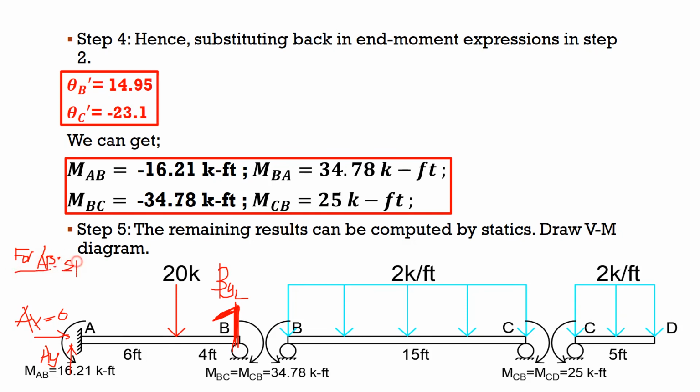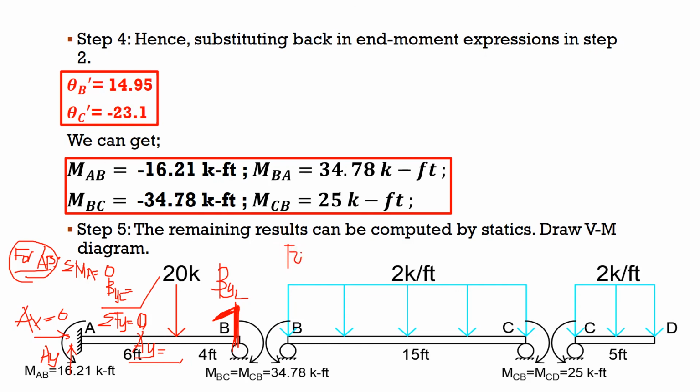So what will you do? Summation of moment at A is equal to 0, so for sure you get BYL. Okay? Once you have BYL, then summation of forces in Y is equal to 0 to get AY. Okay? So it is per segment, guys. Per segment analysis. So when you are done with AB, guys, then proceed to BC.